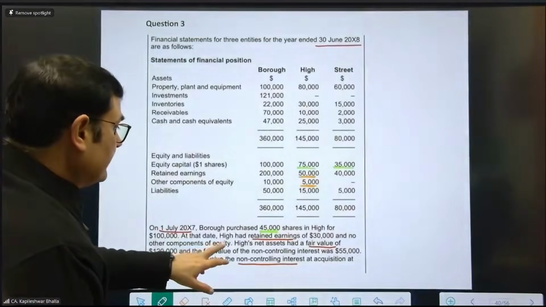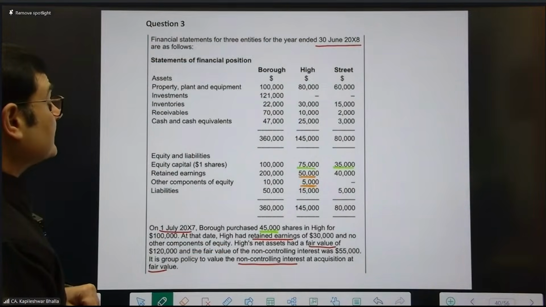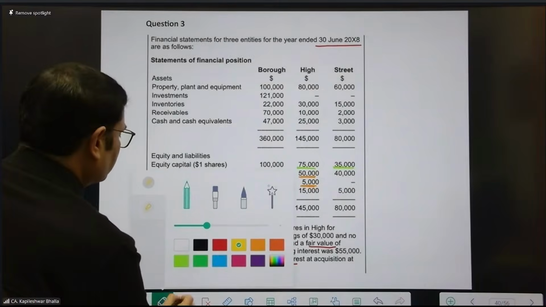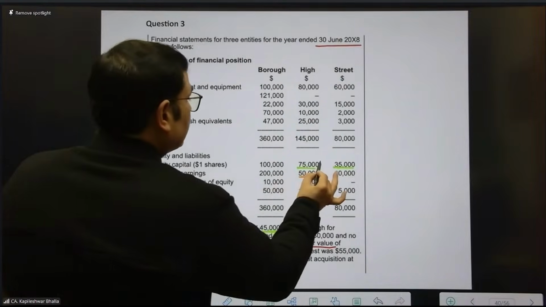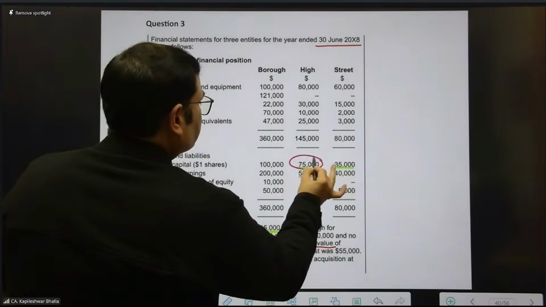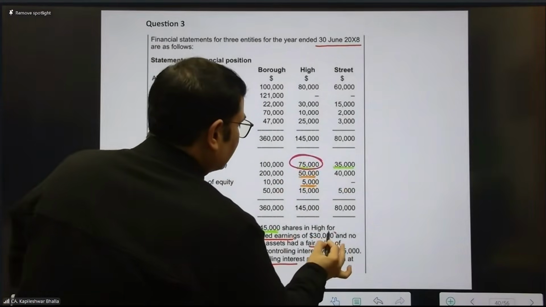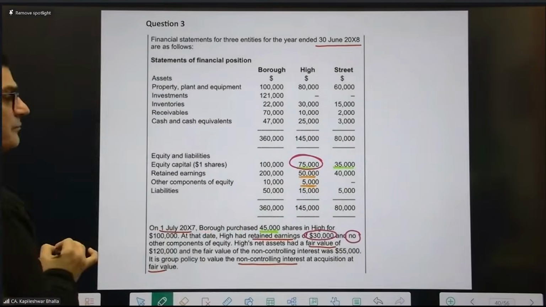So it says the net assets at a fair value is 1,20,000. Now we can do a small calculation at this stage to get the data. The equity share capital of the subsidiary was 75 on acquisition date and the retained earnings was 30, and there was no other components of equity.